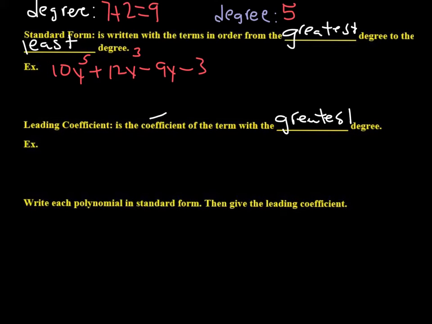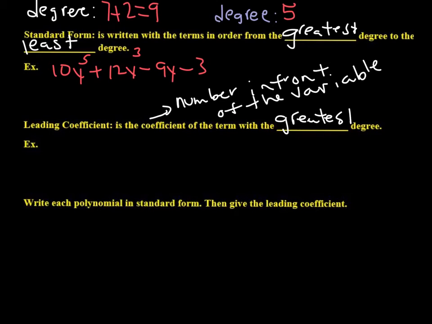And if you don't know what the word coefficient means, that just means the number in front of the variable. And if you know that, you don't have to write this down, but if you forgot or you don't know, that's what it means. Coefficient means number in front of the variable. But in this case, we're talking about the leading coefficient, so it is the number in front of the greatest degree.